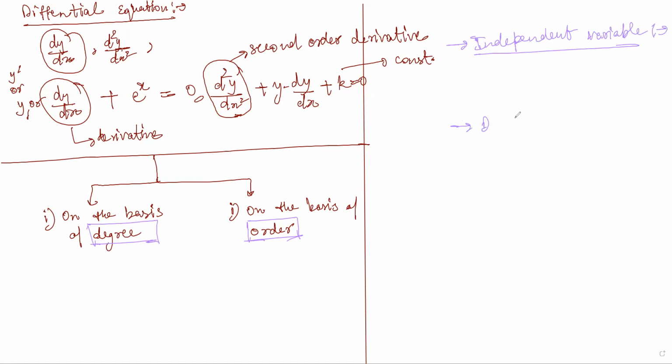So what is an independent variable? Let's say we have an equation y is equal to x square plus 2, right? Now you can put any value of x. You can use any value from minus infinity up to plus infinity for your function, right?